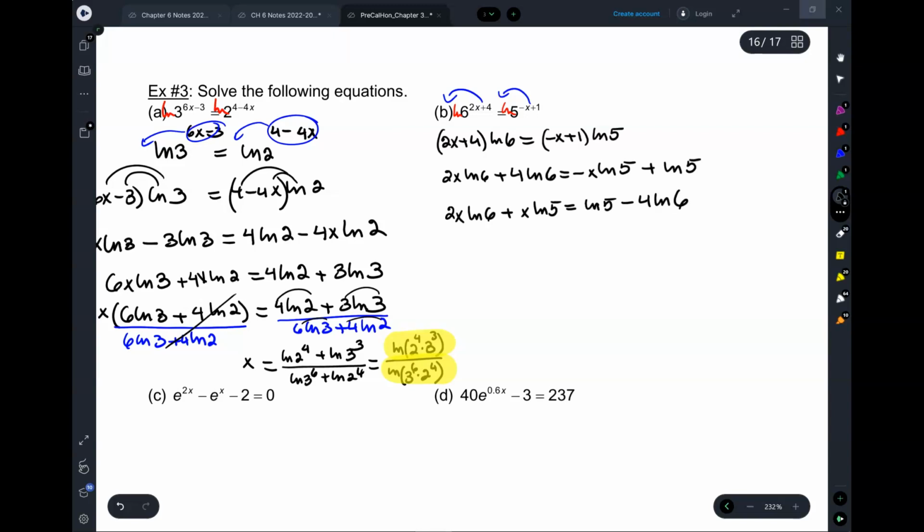So look, when I'm going to bring the 4 ln of 6 over here and I'm going to get a negative, I always like to make that the second or third term so I don't have a negative outside. It's always cleaner. Okay, now we're going to factor out an x. Now we divide. ln of 5 minus 4 ln of 6 over all of this.